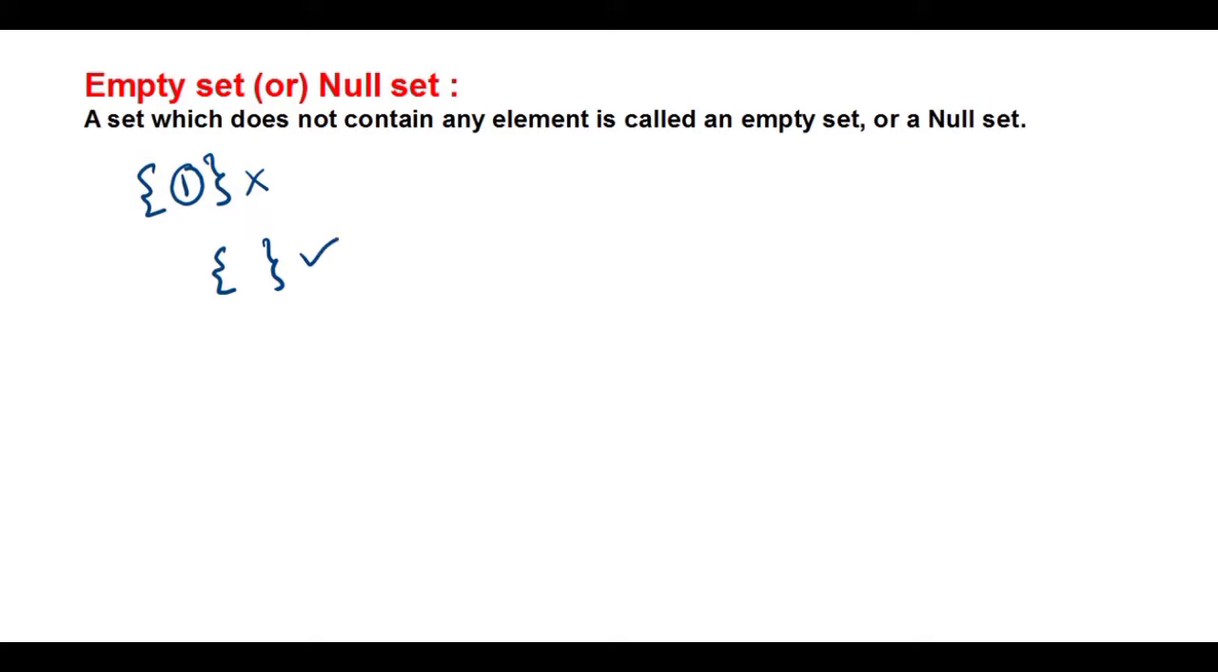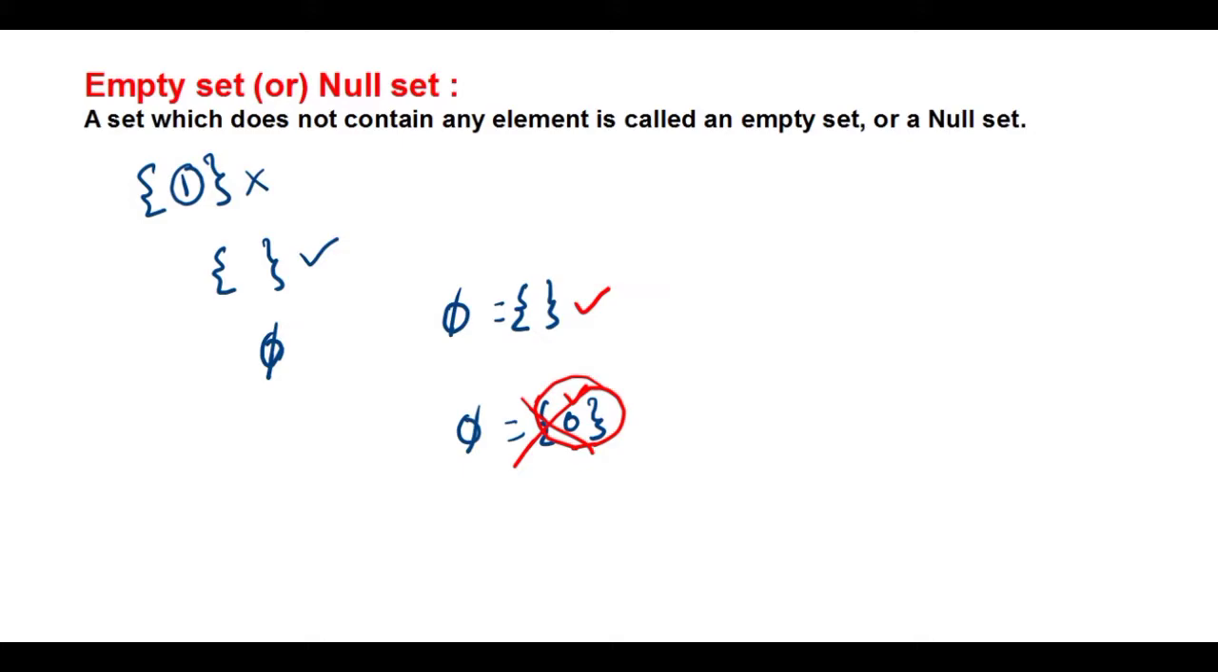Generally the empty set is denoted by phi. So phi equals, we write like this, the null set. And some students will write phi equals 0. This is wrong, this is not correct. Phi equals just the null set, we have to show it like this. If you take an element 0, that means this set contains one element, that one element is 0, then it is not a null set.